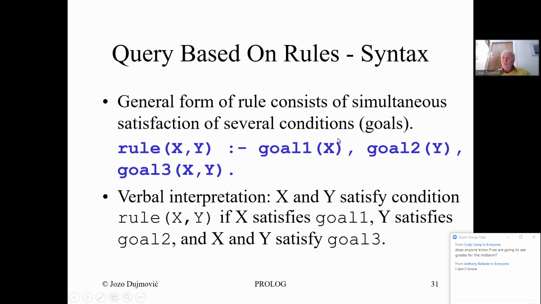If you can, then you try to satisfy goal 2 with number 1. If you fail, it is over. If you can, go to goal 3. Try to satisfy goal 3 with 1, 1. If you can, give the result yes, it is satisfied.